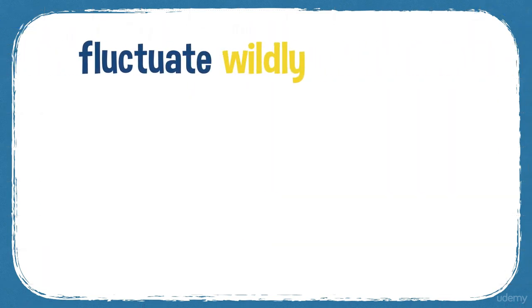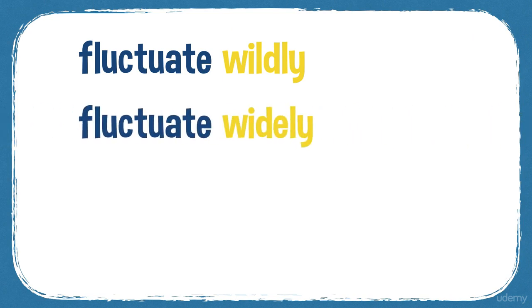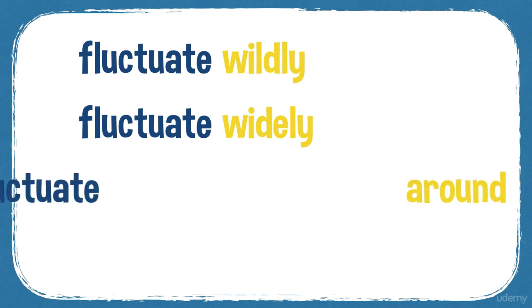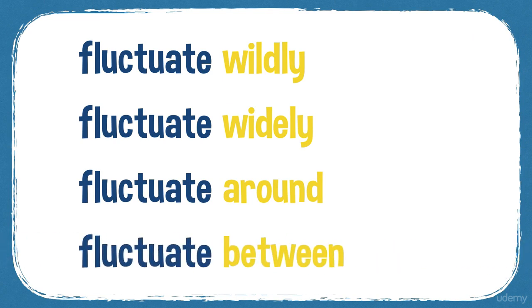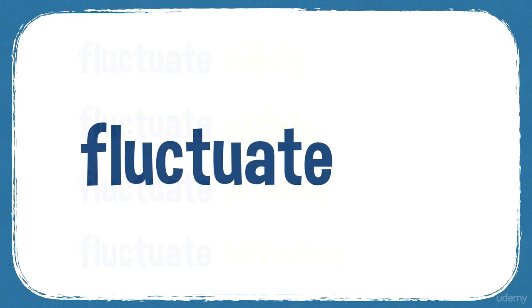Some common collocations with fluctuate: fluctuate wildly and fluctuate widely. So they go up and down a lot. They mean the same thing. Fluctuate around the number 30. Fluctuate between. As a verb you can say fluctuates, fluctuating, fluctuated. You can also use the noun fluctuation.